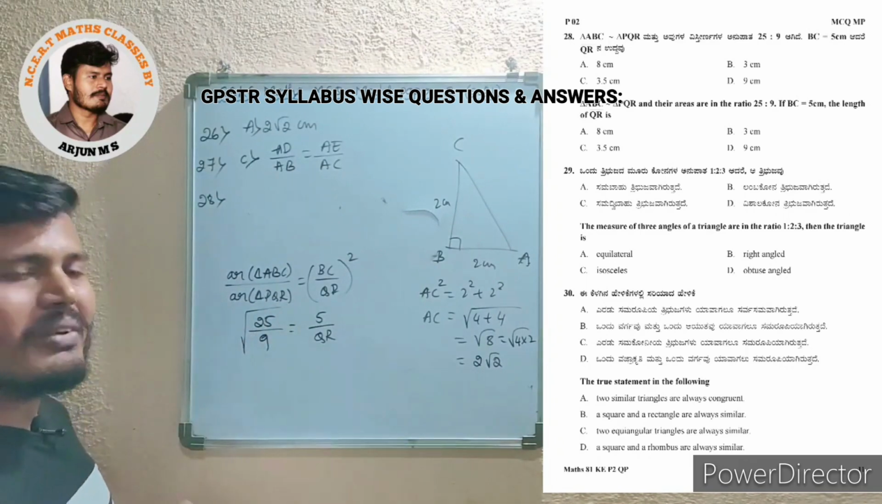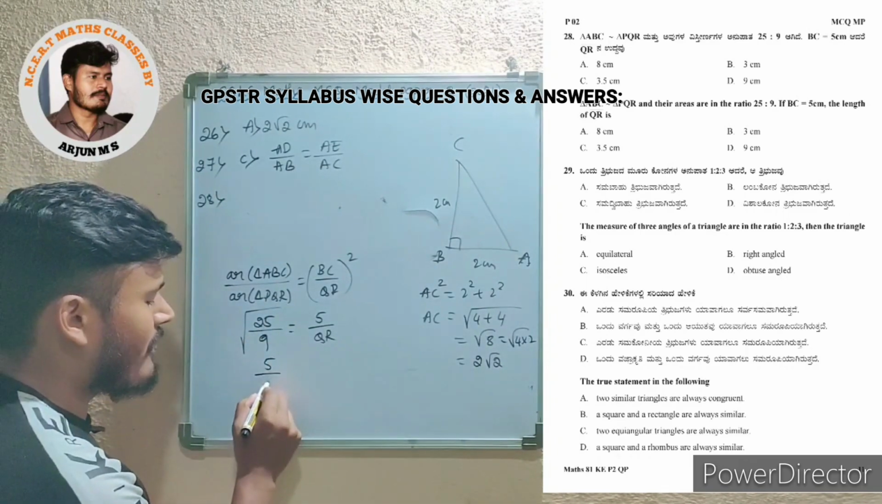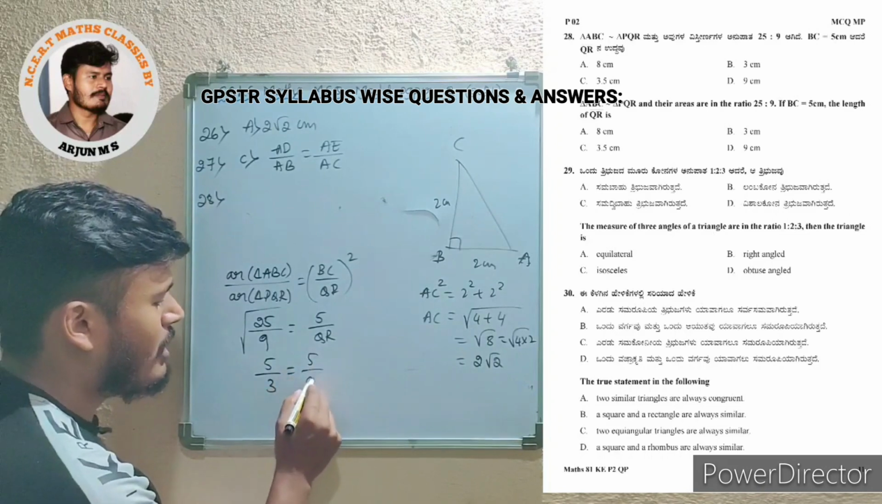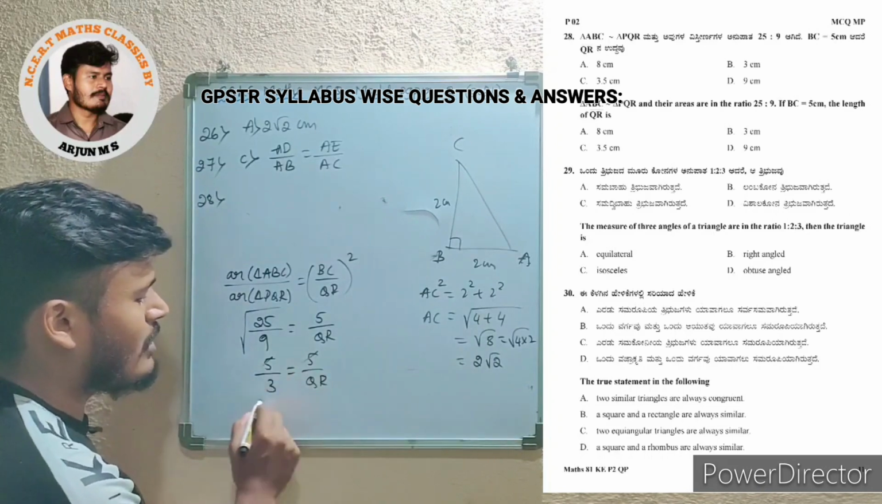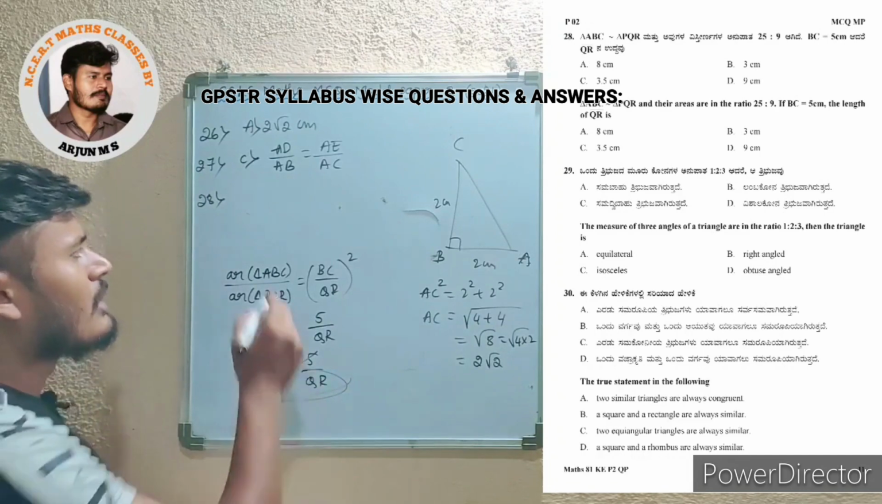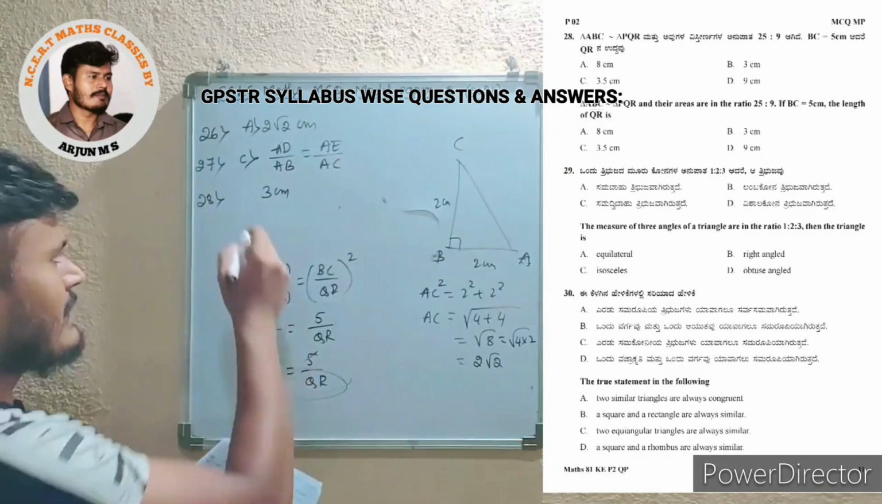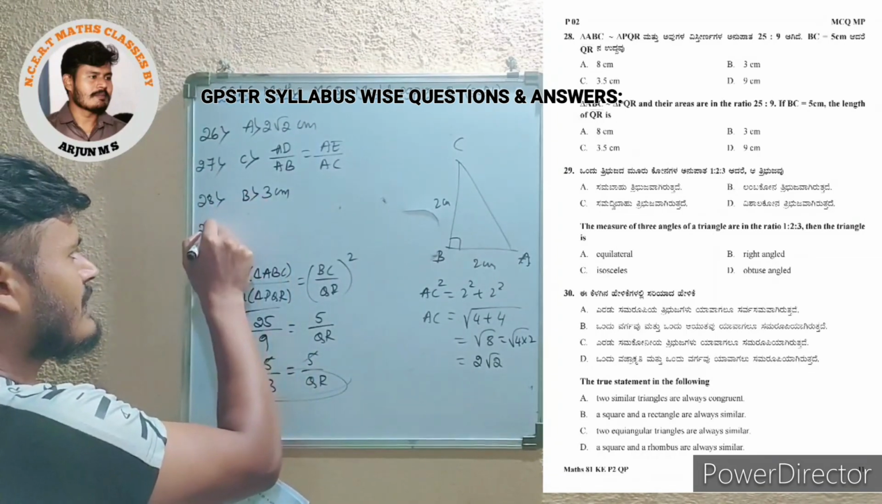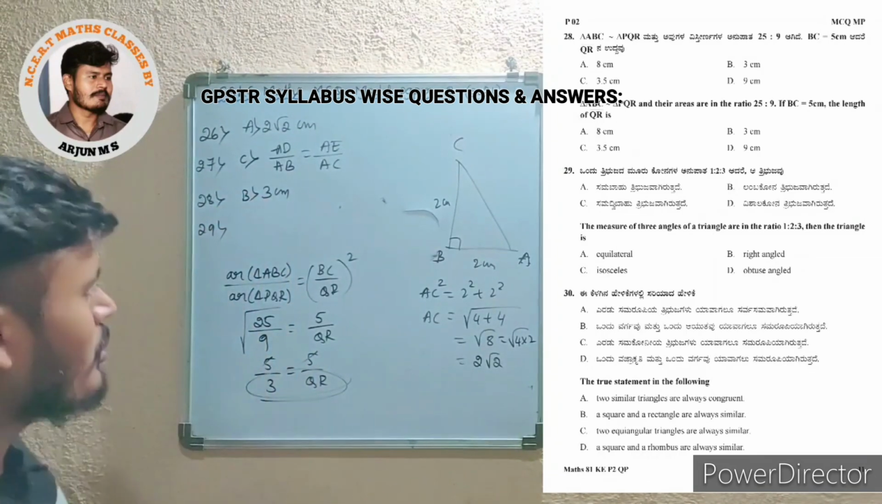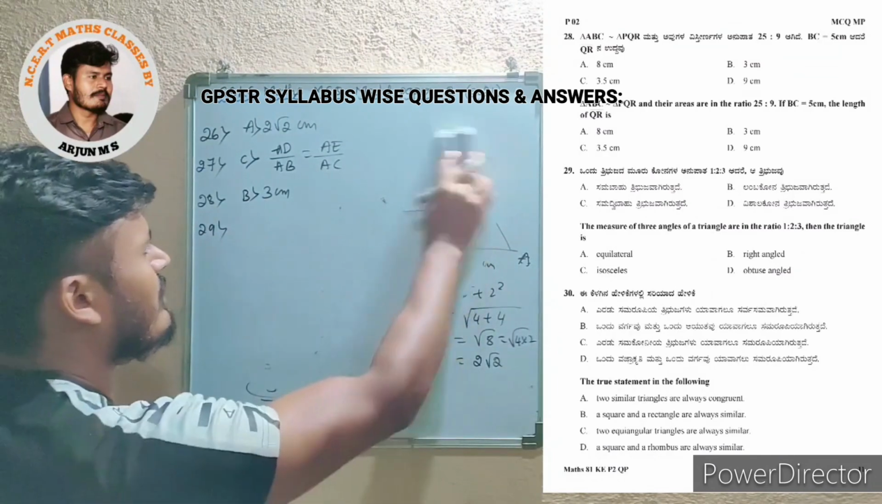25 and 9 both are perfect squares, whose square roots are 5 by 3, which is equal to 5 by QR. Then 5 gets cancelled out. Then what is the value of QR here? QR is equal to 3 centimeter. So here which one is correct? Option B is the correct answer. So then we are moving on to the 29th question.